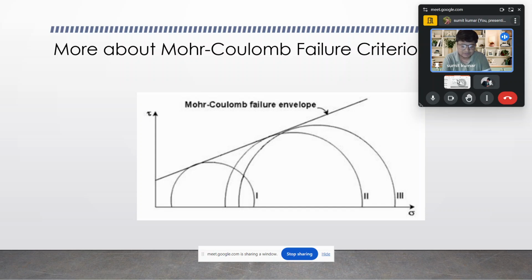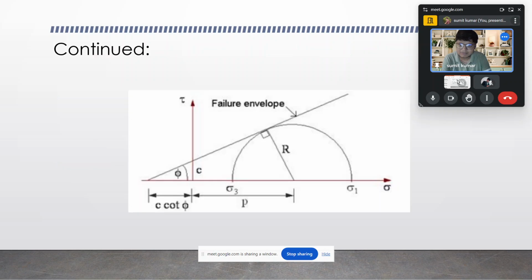And the value of the angle which this tangent makes with the horizontal axis is called phi, and the intercept is the cohesion. One most important point over here is that the Mohr-Coulomb failure envelope represents the failure section. If any state of stress touches this envelope curve, failure takes place at that point. But if it remains below it, no failure takes place.